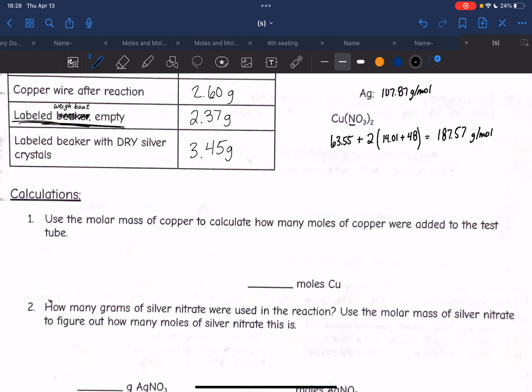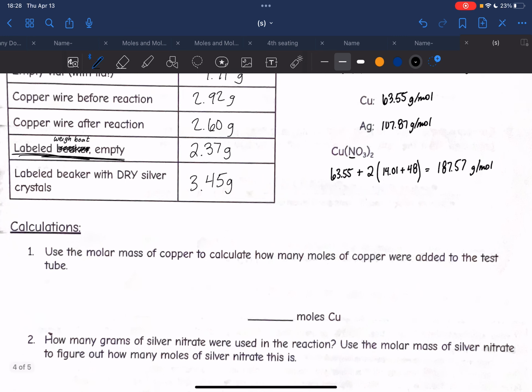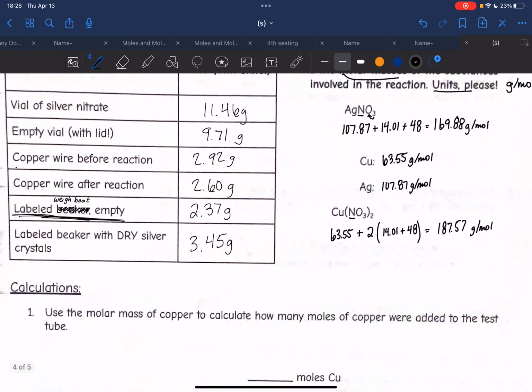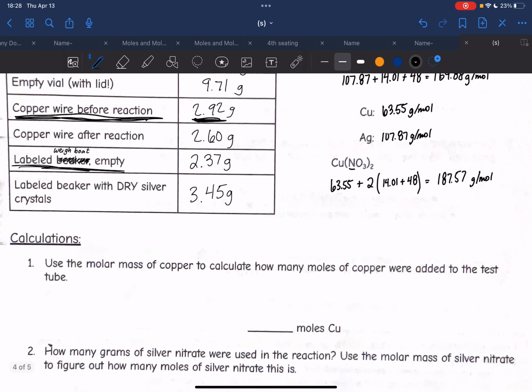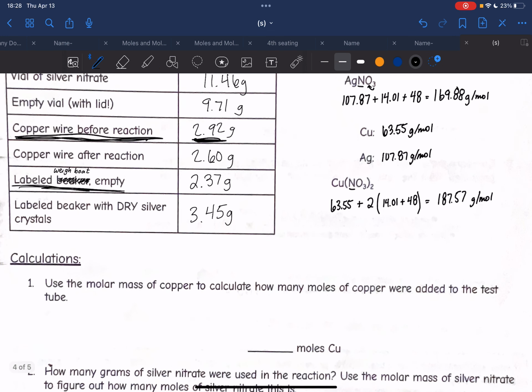Okay, now next, use the molar mass of copper to calculate how many moles of copper were added to the test tube. The amount of copper that I put in my test tube was this amount, right? The copper wire before the reaction. That mass is 2.92 grams for me. Yours should be around 3, around the same. But if yours is smaller than that or bigger than that, that's fine. I know that some of the wires were bigger or smaller than that.